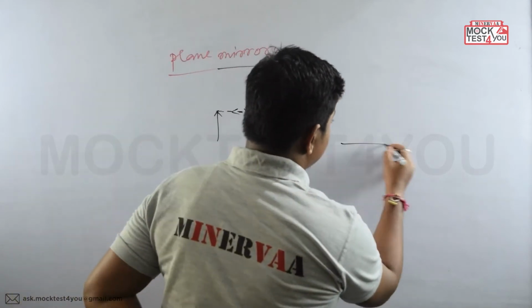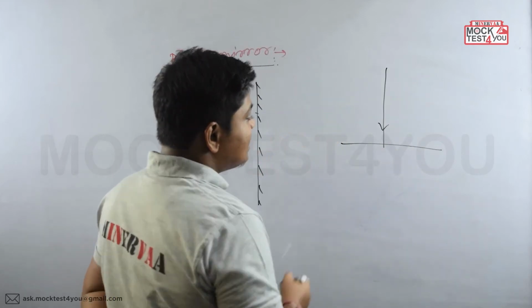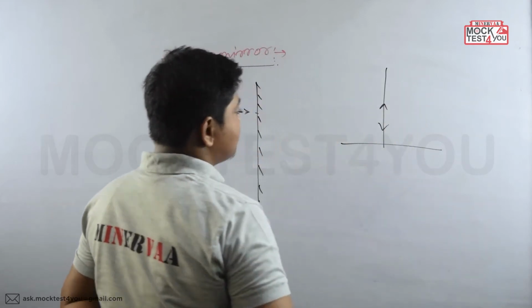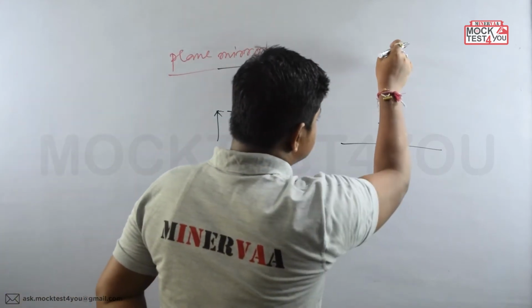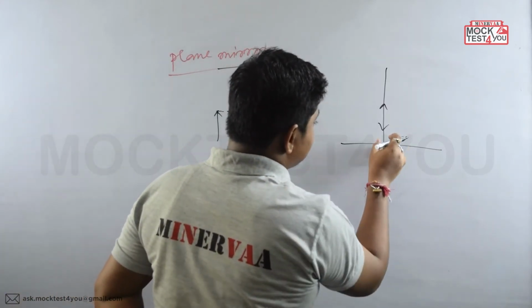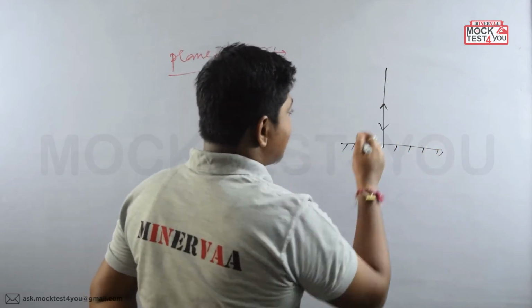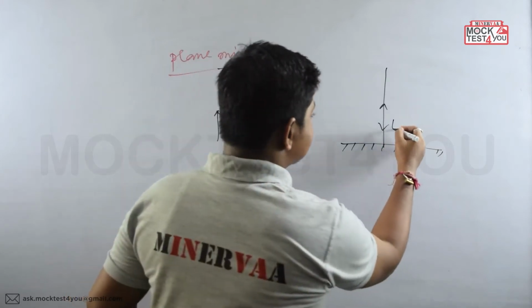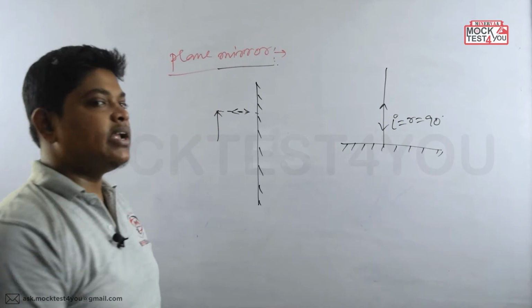Now let me talk about one thing. If the incident angle is perpendicular with respect to the plane, then the reflected angle will also be equal to 90 degrees. So in this case, the incident ray is coming to this plane, and this is a smooth plane actually. So the reflected angle will also be the same. The incident angle and the reflected angle both have the value of 90 degrees.